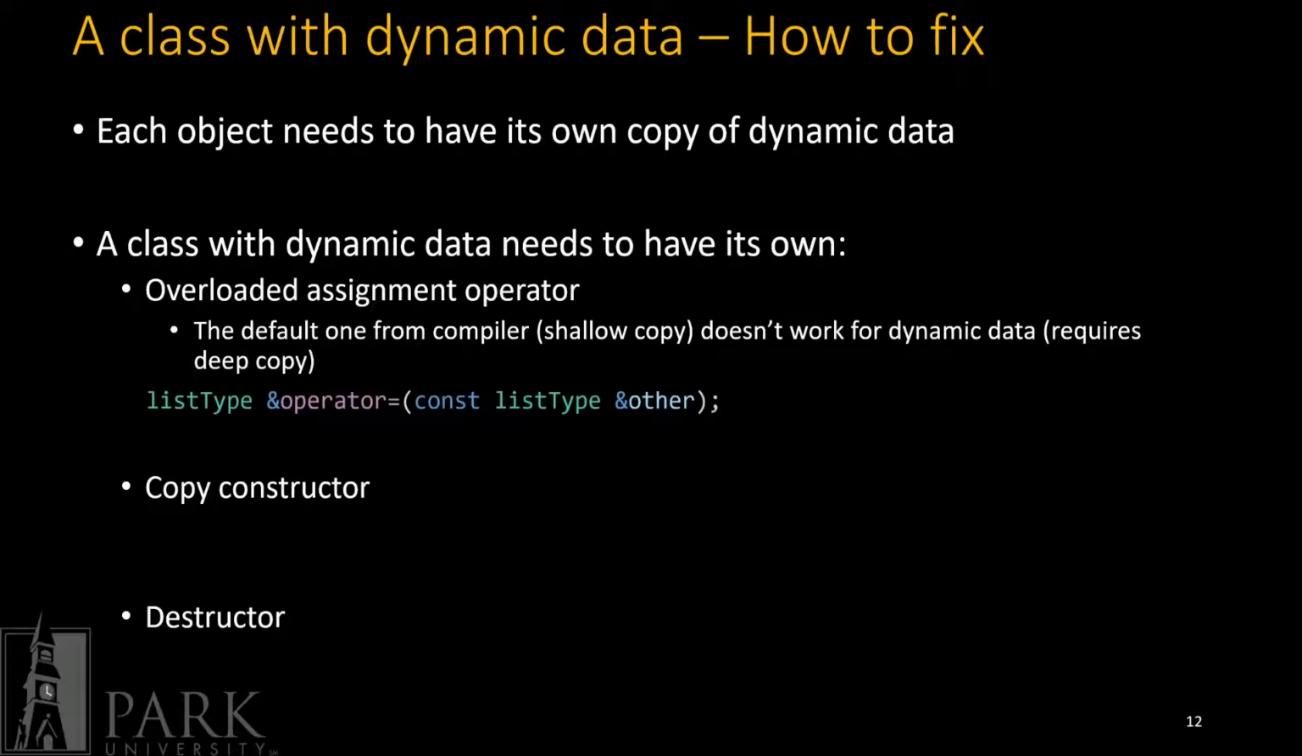This is the prototype of the assignment operator, which takes a const reference parameter and returns a reference. A copy constructor creates an object as a copy of another object of the same class. And finally, the destructor, which we've already looked at, just has to properly deallocate any memory that was allocated by the object.